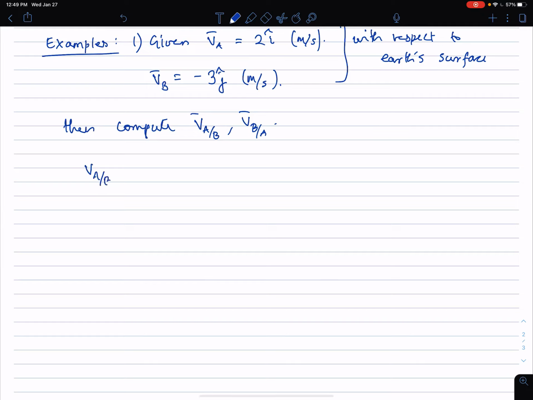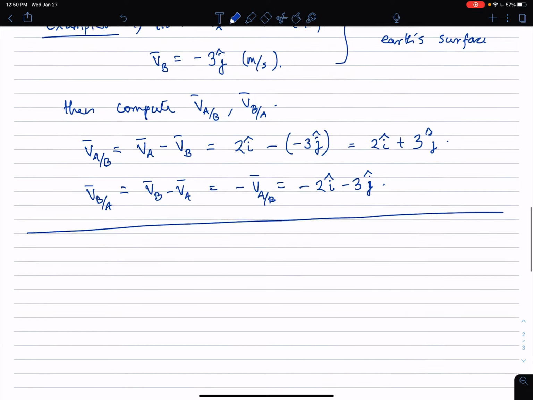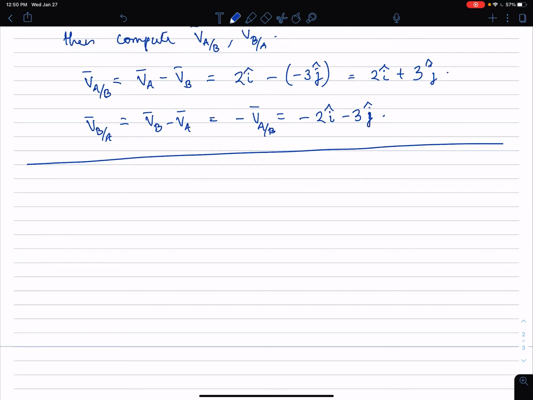We just use the formula. VA with respect to B is VA minus VB, which is 2I minus 3J, which is 2I plus 3J. And of course, VB with respect to A is VB minus VA. It's also equal to minus VA with respect to B, which is just going to be minus 2I minus 3J. Okay. Any questions about this? So that's it.